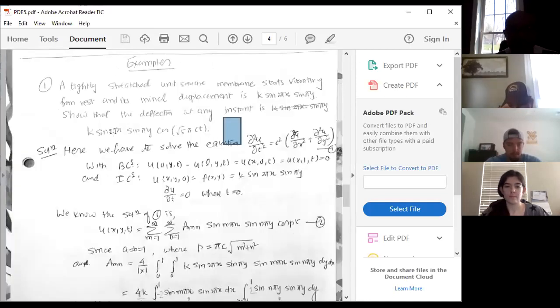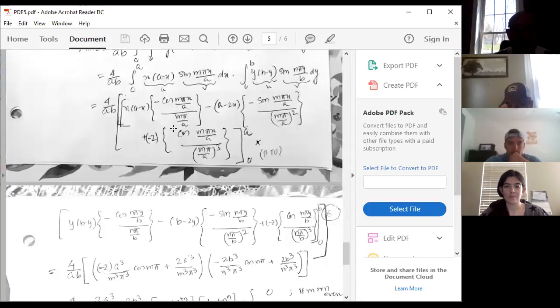K sine 2 pi x sine pi y, sorry, here. It's exactly the same as this one. This is the answer actually, right? This was the answer, because that is what was given. That's why this was the answer. Let me look at the answer of this homework example.